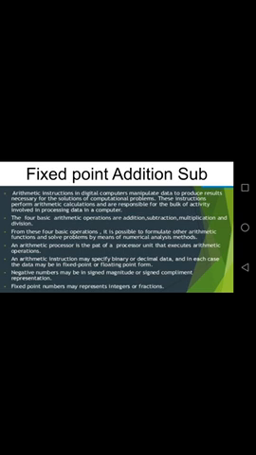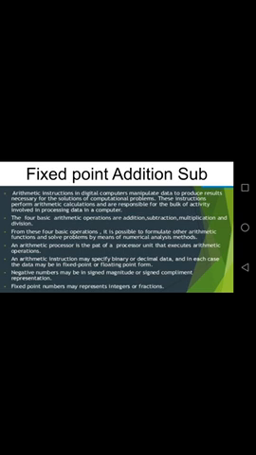These instructions perform arithmetic calculations and are responsible for the bulk of activity involved in processing the data in a computer. See, these days we say big data or data analytics or data science, all these things are related to processing the data in a computer. How effectively, how fast the computer can process the data. There were so many algorithms developed for processing of the data.